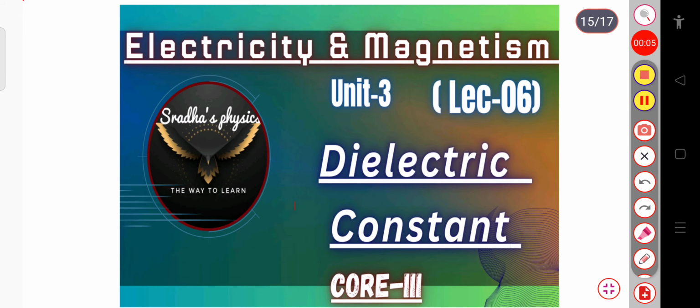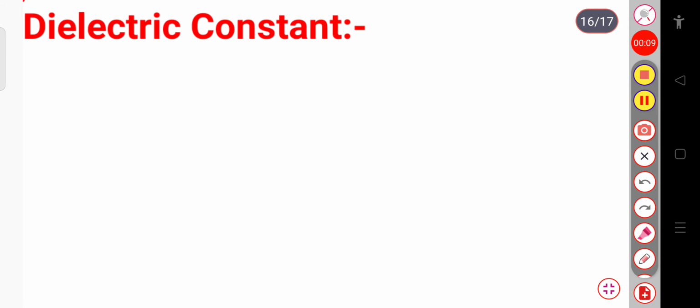Today we will discuss the dielectric constant. So let us start with the dielectric constant. Let us consider two identical parallel plate capacitors. These are two identical parallel plate capacitors with air or vacuum as the medium.